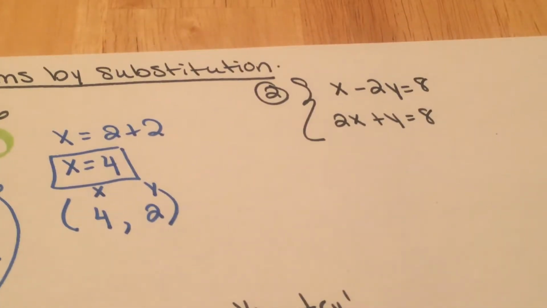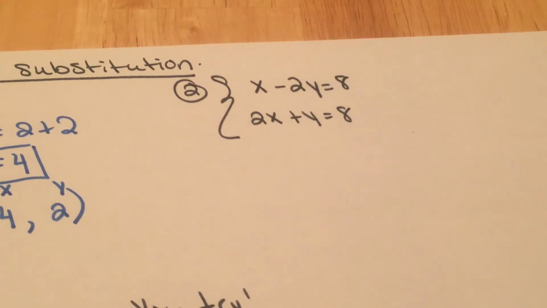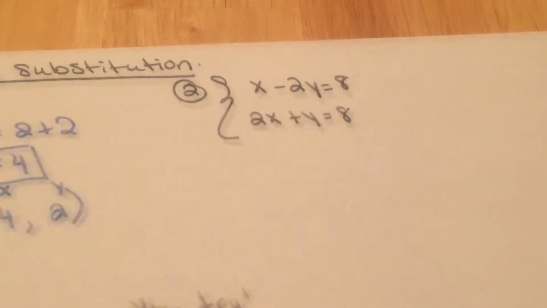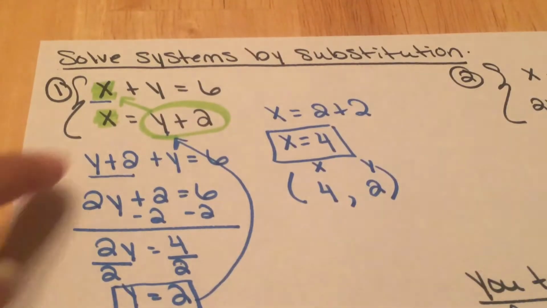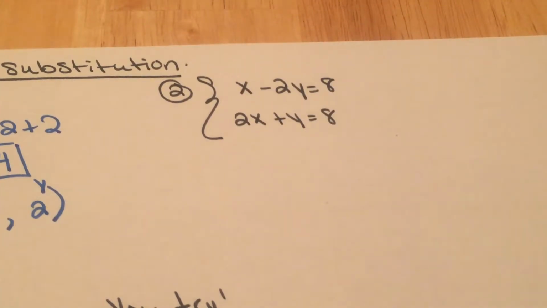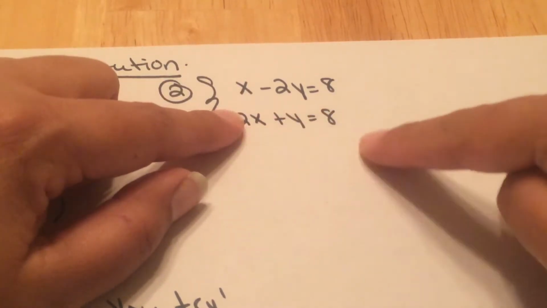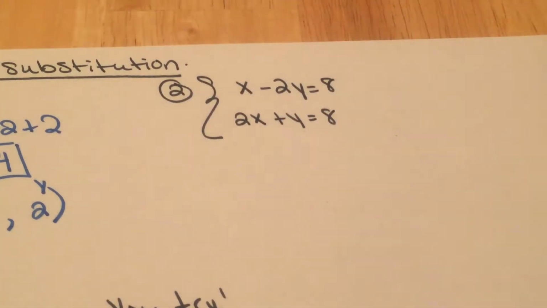So let's look at number 2. On number 2, we have x minus 2y equals 8 and 2x plus y equals 8. Now on this one, I don't have some variable completely by itself. So I need to isolate one of those. Either one is going to be fine. I can either add the 2y here and have x by itself, or I can subtract the 2y here and have y by itself. Not going to make a difference. We can do whatever we want.